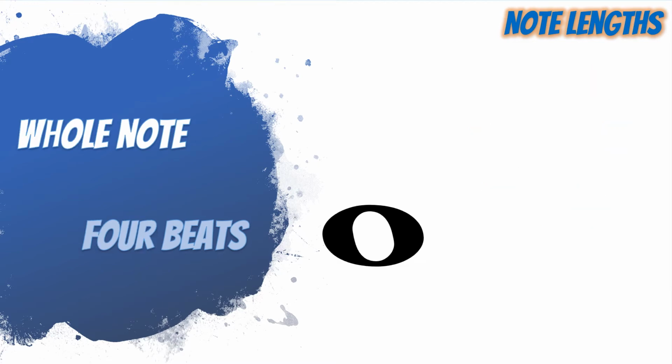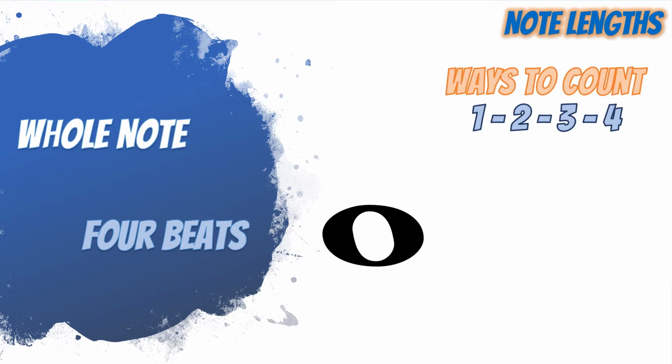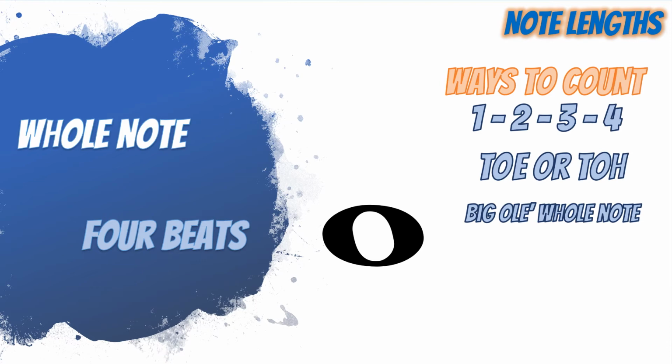If you have just an open head, it's a whole note, which gets 4 beats. The way we count that is 1, 2, 3, 4. The syllable that we often use is toe. With a T-O, sometimes it's confusing, so we might add the E. And unfortunately, because whole note only has 2 syllables, we'll add a few more words and make it big ol' whole note. Big ol' whole note.